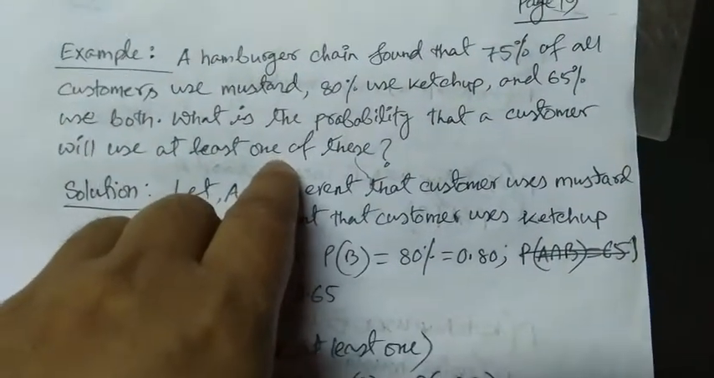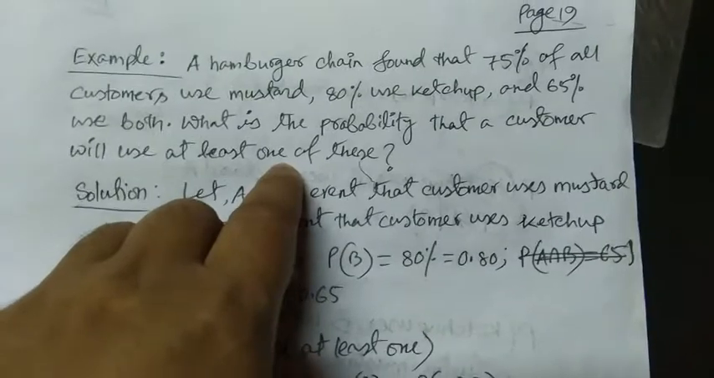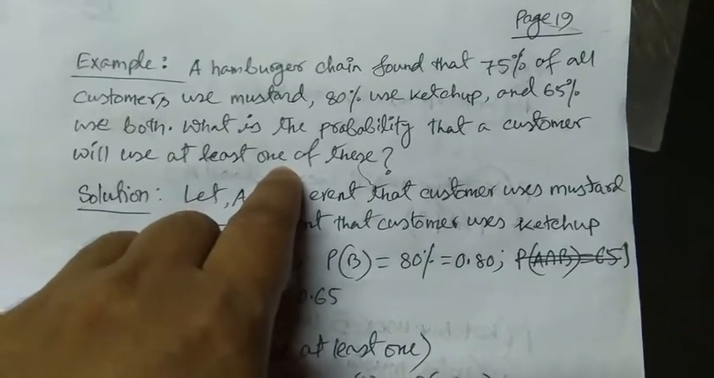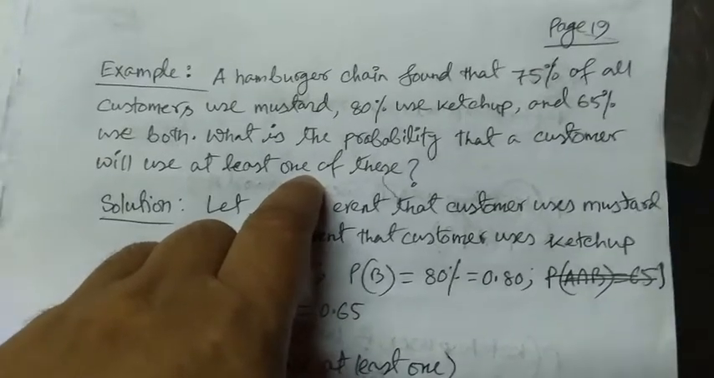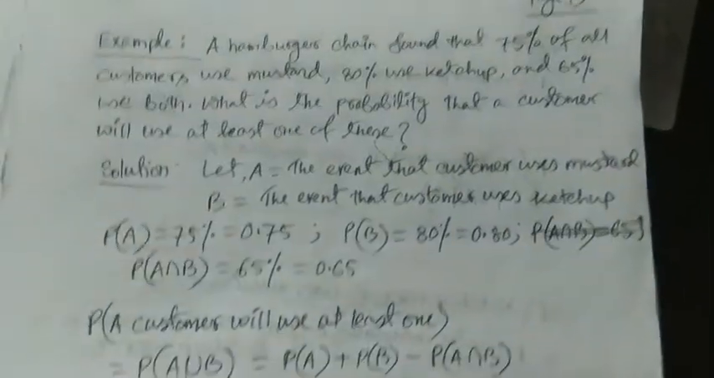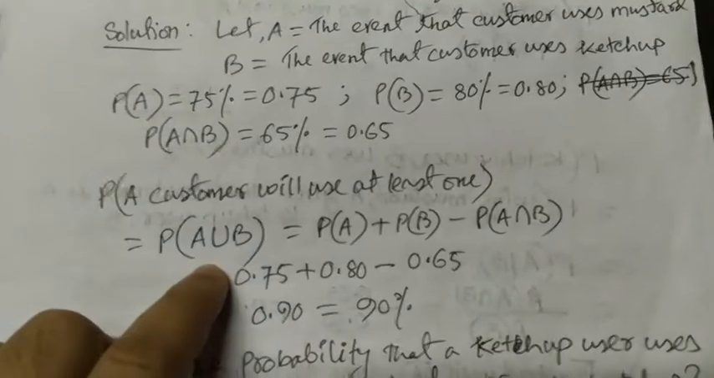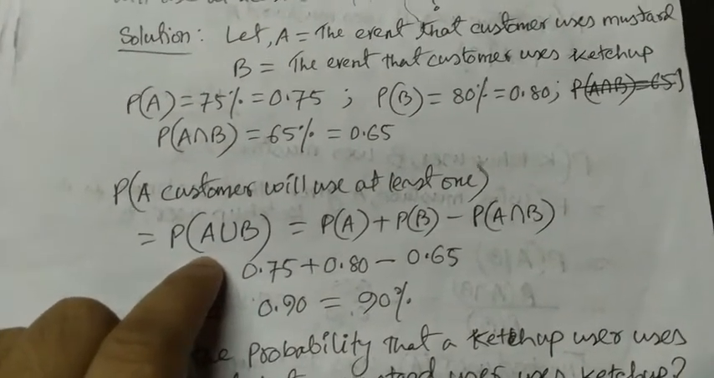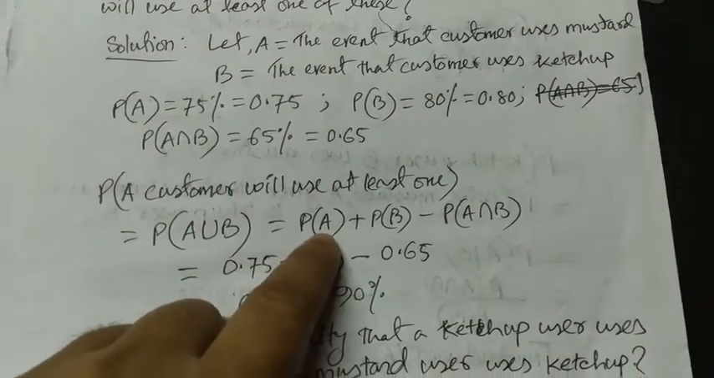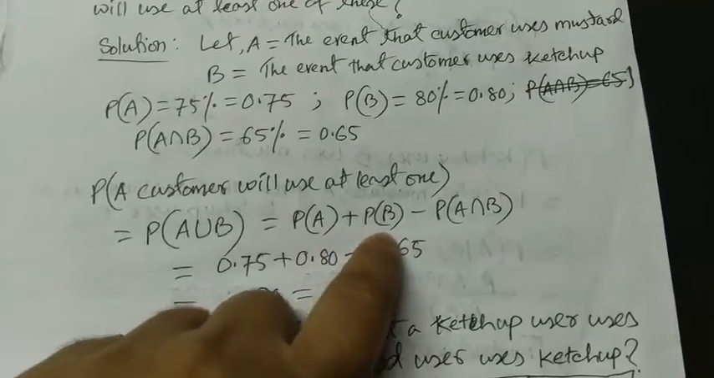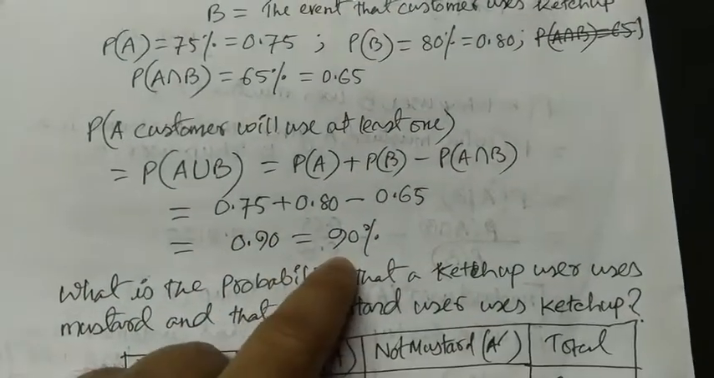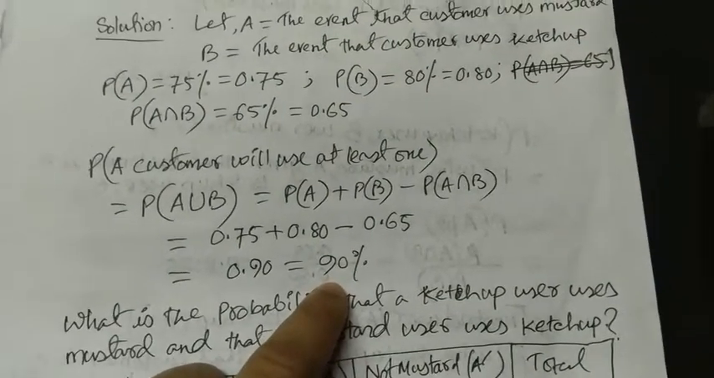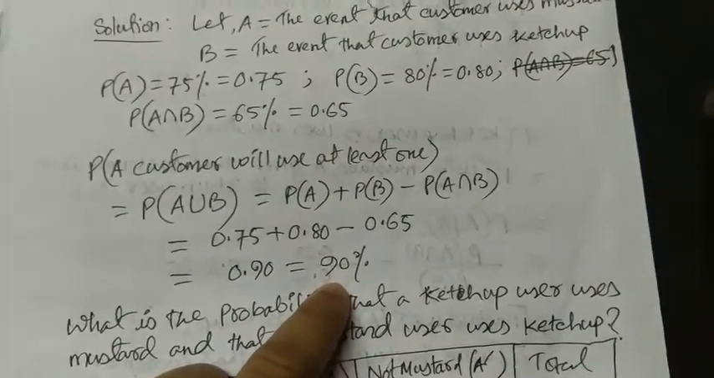Now the question is asking, what is the probability that a customer will use at least one of these two options? That means mustard or ketchup or probably both. So that means union. You need to find the probability of A union B, which is probability of A plus probability of B minus probability of A intersection B. If you put the values there, 90% of customers will use at least one of the two.